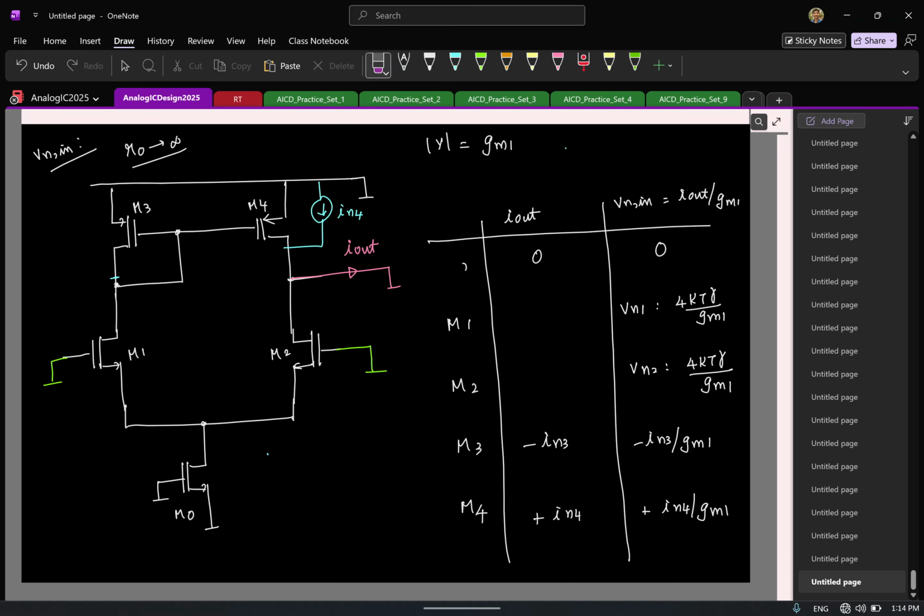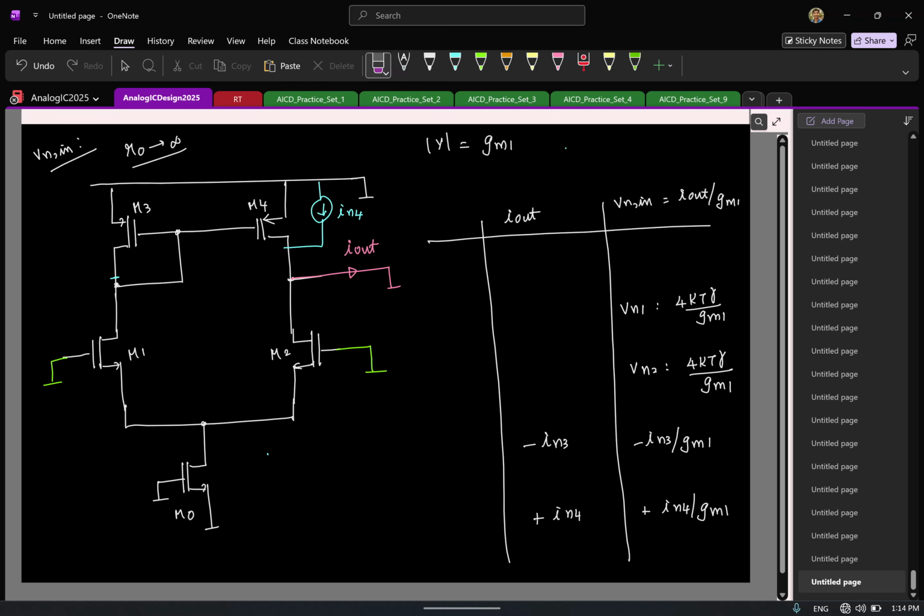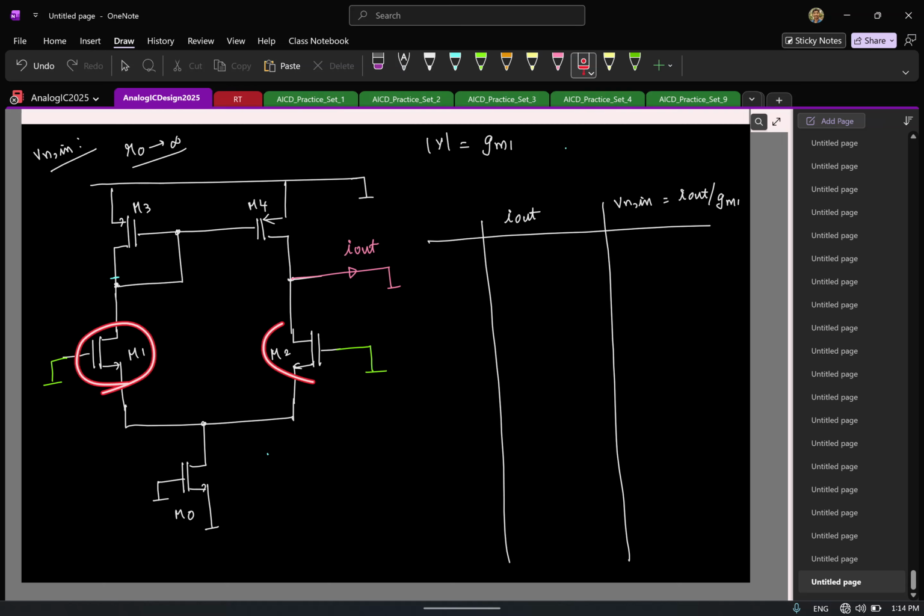So here I'll have mismatch due to what all transistors? M1, M2 and M3, M4. Only two sources we have to consider. There are only two sources of mismatch here: mismatches in the differential pair, and mismatch in the current source. So once again, remember, let me write it here. M1, M2, the threshold voltage mismatch in this, how do we model it? As a voltage source at the gate.